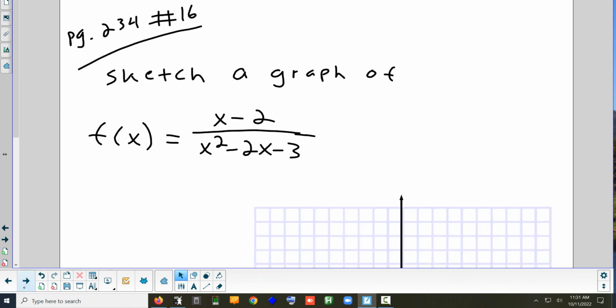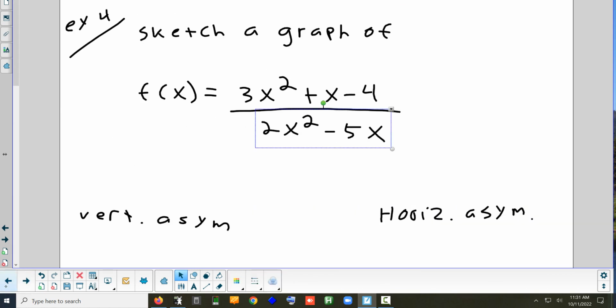Alright, so we got that one. Could you just type in normally for inputting a fraction into the calculator? Sometimes trying wasn't working. For putting in a fraction? Yeah, usually you have to put it in parentheses, but that's it.